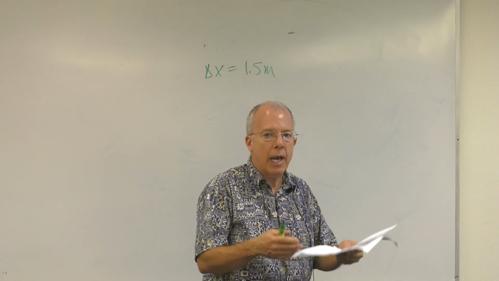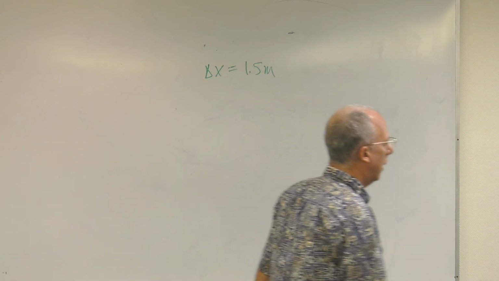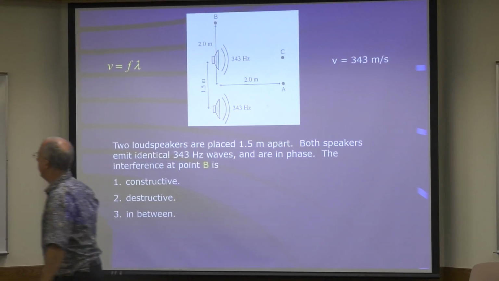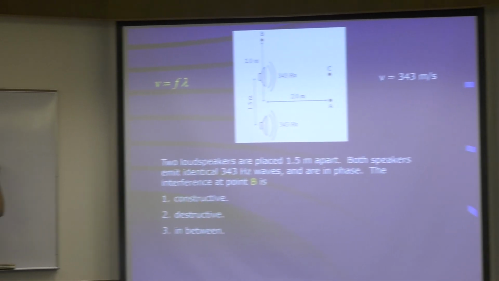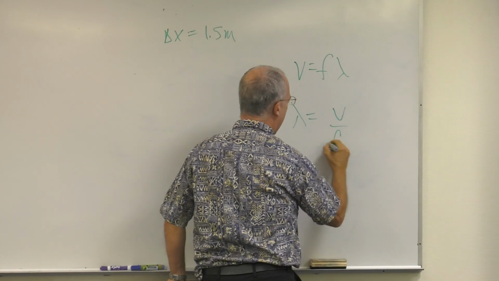So in other words, we've got to see how much of a wavelength this is. Well, I don't see anywhere where they give us the wavelength. They give us the frequency. But I was a nice guy, right? So v equals f lambda. So lambda is v over f.